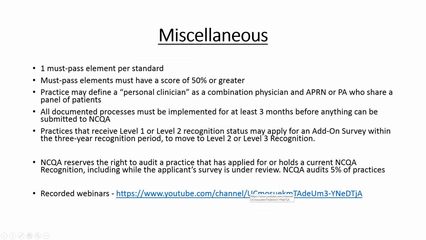Just some random miscellaneous items. Again, the first 2, what I just talked about, that there's 1 must-pass element per standard. So since there's 6 standards, there are 6 must-pass elements. The must-pass elements, again, must have a score of 50% or greater, and that's to get any recognition level. So if you completed every single factor for all of the standards, but in standard 1, your must-pass element didn't have a score of 50%, you wouldn't even be eligible to get level 1 recognition. Those must-pass elements have to have the 50% or greater.